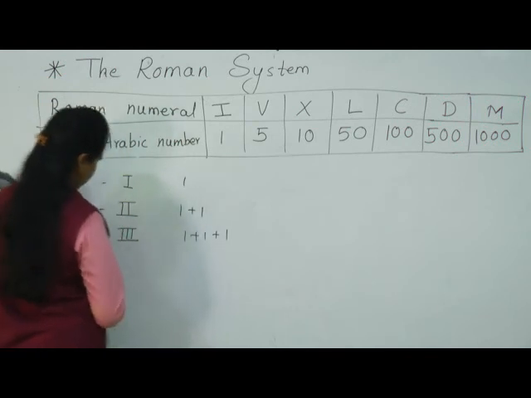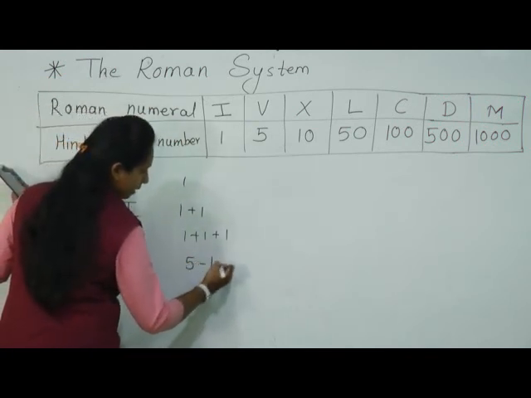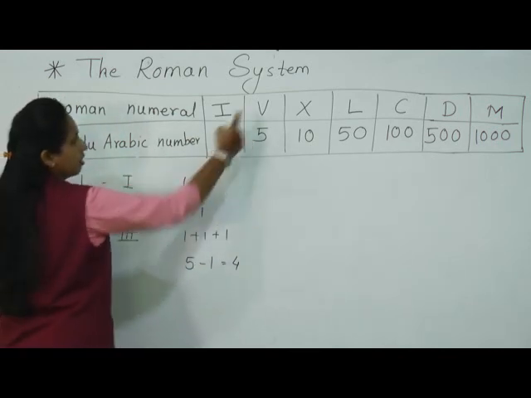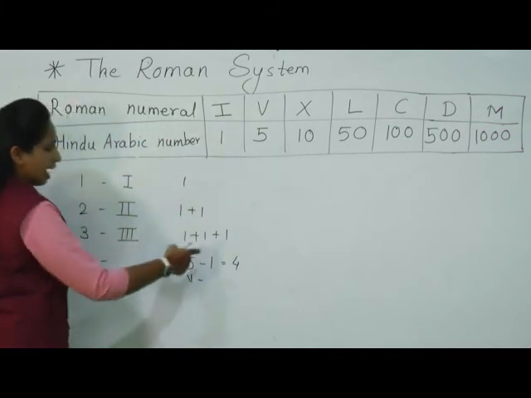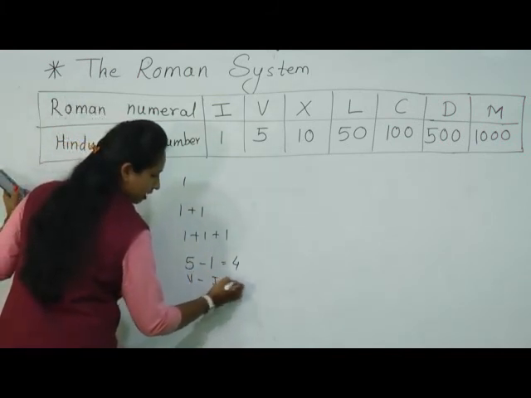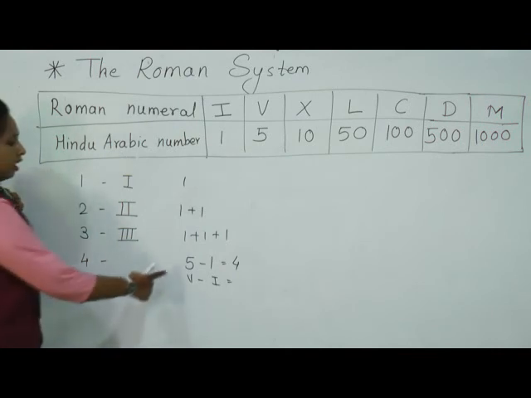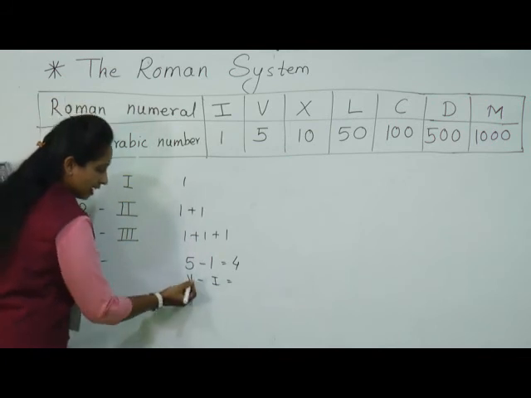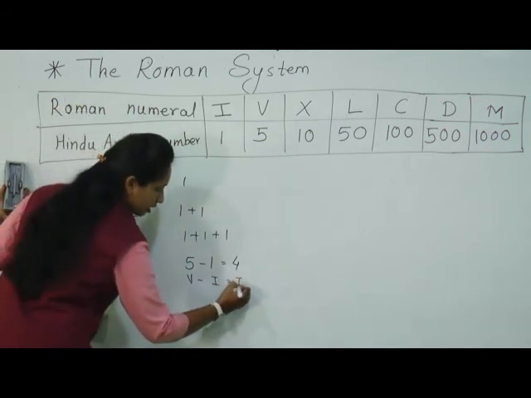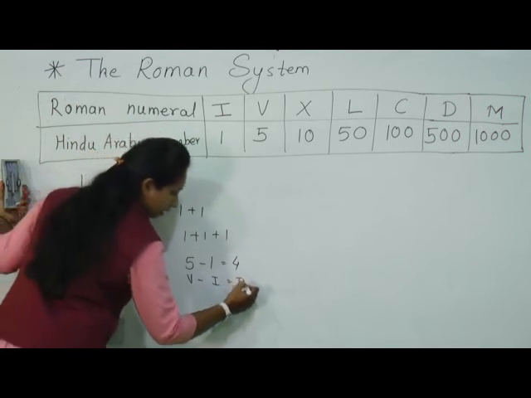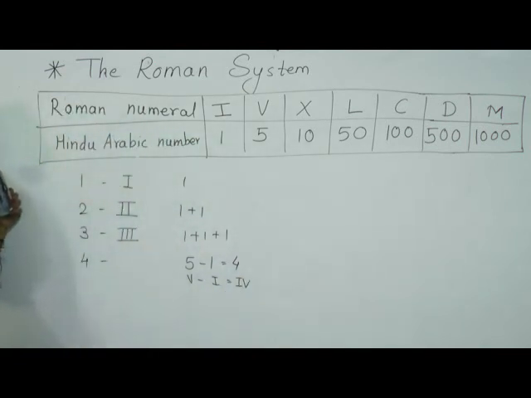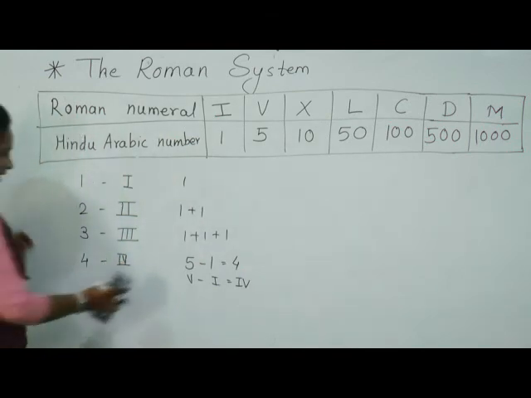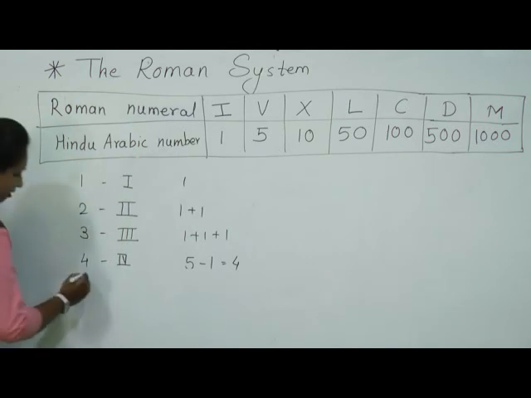Then what about 4? You know 5 minus 1 means we get 4, isn't it? So what is 5? 5 we represent as V and 1 is represented as I. Okay, so whenever we subtract a smaller from a greater, while writing the answer we should write the smaller first, then go with the greater. So 4 means that is I and V. Got it students? Yes. Now I'll move to the next.